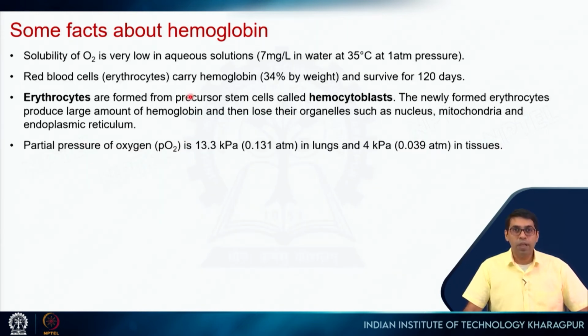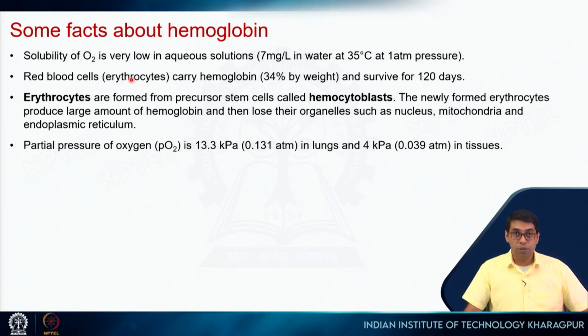So, let us look at some facts about hemoglobin. It turns out that the solubility of oxygen is very low in aqueous solutions. It is around 7.7 milligram per liter in water at 35 degrees centigrade, very close to our body temperature, and 1 atmospheric pressure. Since we need to carry oxygen over large distances from our lungs to our different body parts, we need to increase the solubility, and that is where hemoglobin comes in.